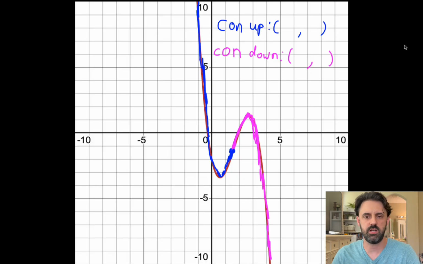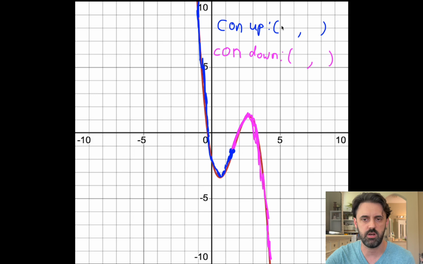All right, so I went ahead and shaded on this graph when this graph is concave up and when it's concave down. So to the left of this point where it switches from blue to pink, to the left of that point, the graph is concave up simply because it looks like it's opening up. If a portion of the graph looks like it's opening up, that portion's concave up, and if it looks like it's opening down, then that portion's concave down.